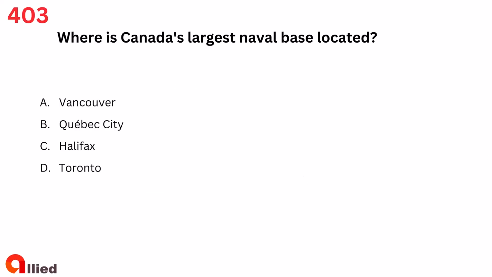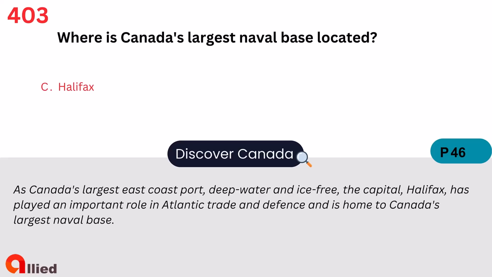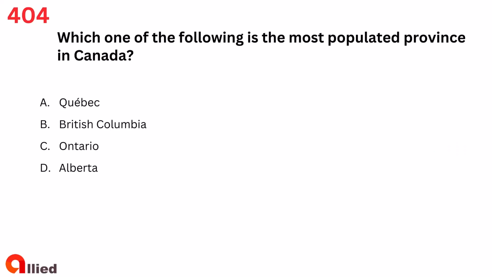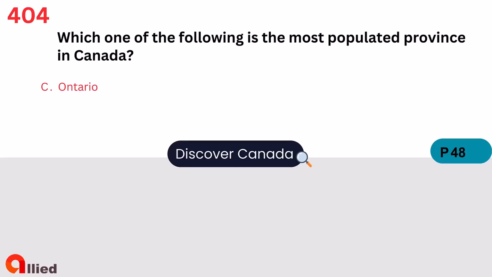Where is Canada's largest naval base located? A. Vancouver. B. Quebec City. C. Halifax. D. Toronto. The answer is C. Halifax. Question 404. Which one of the following is the most populated province in Canada? A. Quebec. B. British Columbia. C. Ontario. D. Alberta. The answer is C.